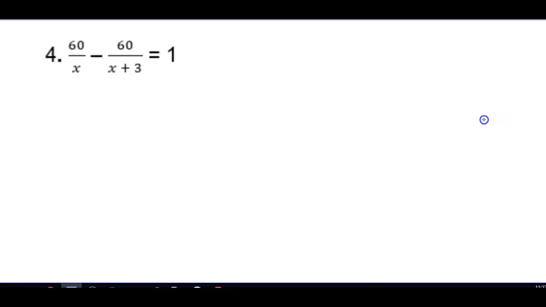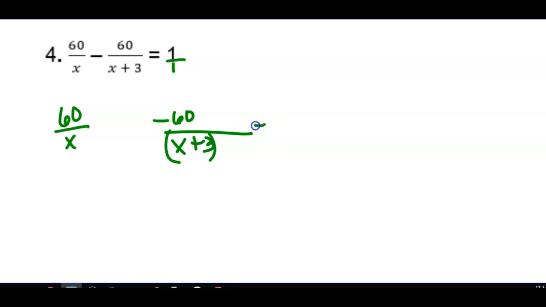I thought there was a couple I was going to skip. Oh, there we go. Number 4 I'm going to do with you, I guess. Common denominator would be an x and an x minus 3. So we have 60 over x minus 60 over x plus 3. Did I say minus 3? Should be x plus 3. Equals 1. All right, I'm going to multiply this by an x and an x plus 3. Same thing here. And over here.